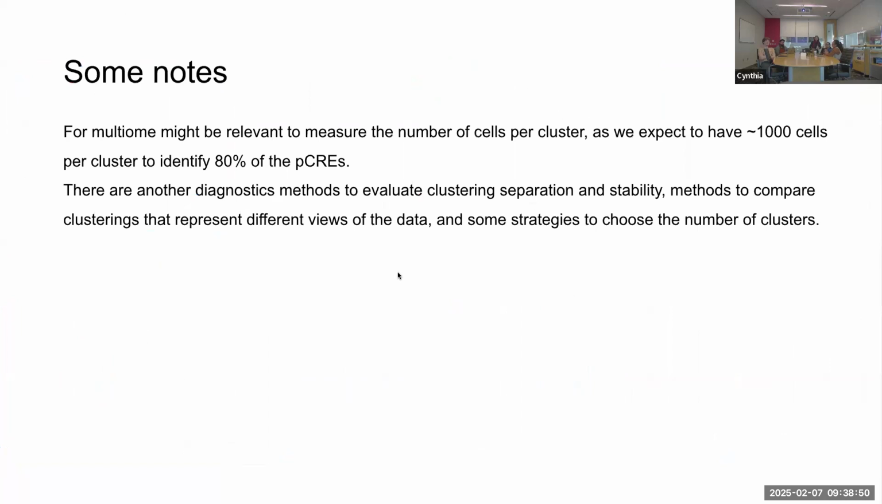So finally, I'm going to present some of the code to do that in 10 minutes or less. But I want to summarize my notes saying that for the multiome analysis, it might be relevant to measure the number of cells that we have per cluster, because we are expecting to have clusters with at least 1,000 cells to identify 80% of the putative cis-regulatory elements. So we need to take this into account when we are working with multiome data.